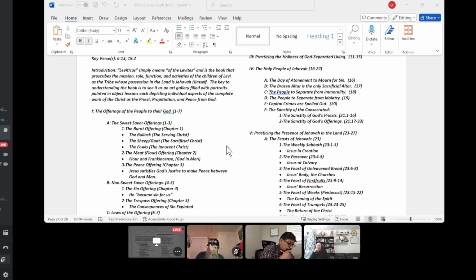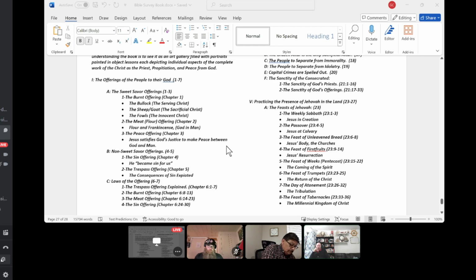Okay, chapters 4 and 5 deal with the non-sweet savor offerings. So the distinction here is that the burnt offerings above were offerings that were supposed to create a sweet smelling savor or scent in the nostrils of God. So you would give these offerings and they would smell good in heaven. Okay. The non-sweet savor offerings, chapters 4 and 5, are the sin offering and the trespass offering.